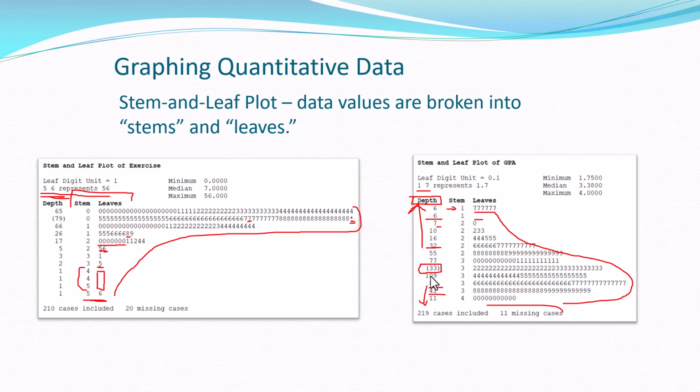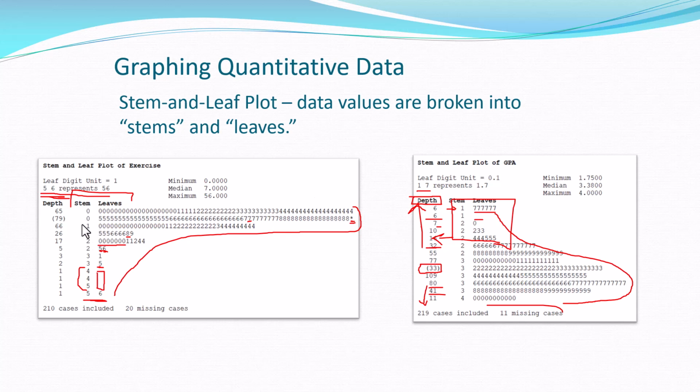I don't know which way you're counting from. Sometimes it's helpful to use this counting column. Like if I ask you, how many of the GPAs are less than 2.6? So you can say, well, these guys are less than 2.6. Now you could count up the individual leaves, or you could look right here and see that there are 16 of them.